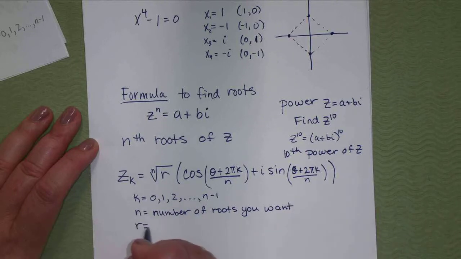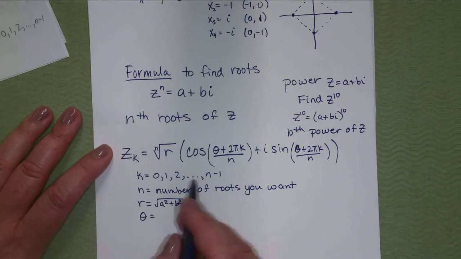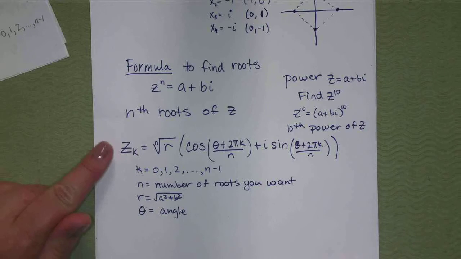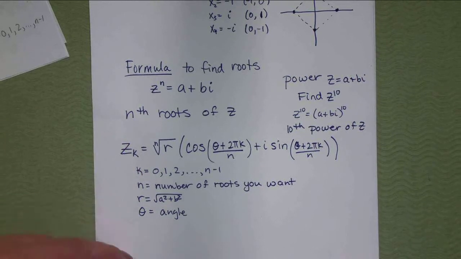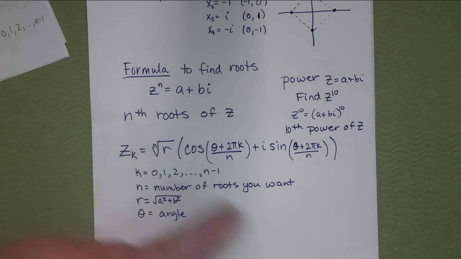r is the usual square root of a squared plus b squared, and theta is the usual angle, found the way that we did polar form. Okay, so this is a subscript, k, so it's saying if you want the third roots, you need to have 3 roots, 3 answers, k0, k1, k2. You stop at the one before the 3. So you start at 0, so you'll write down 3 lines.